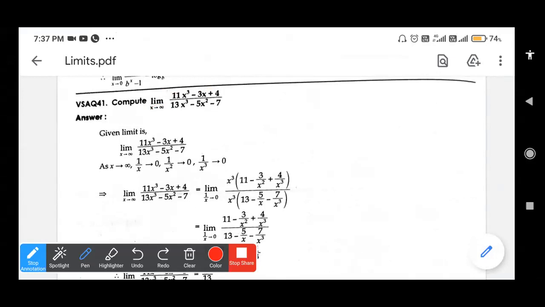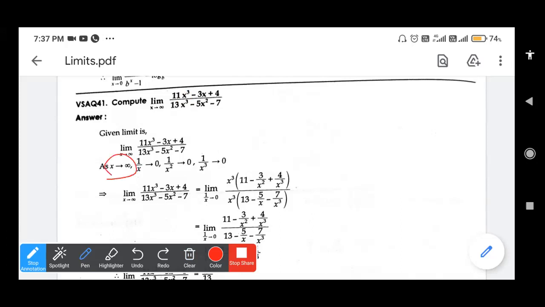So what we have to do is just take x cube as common. What is the trick? Take x cube as common from the numerator as well as the denominator. Whenever this type of question arises, just take x cube as common. So what are we doing?